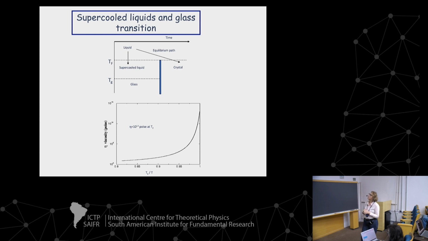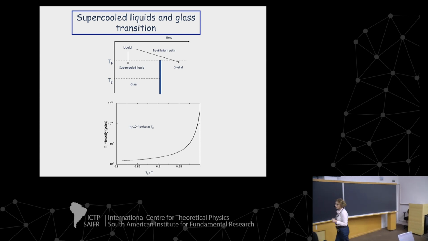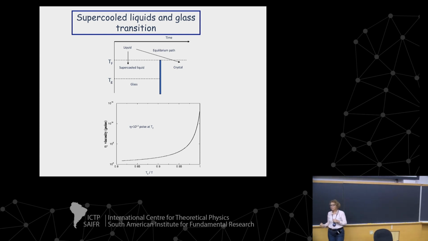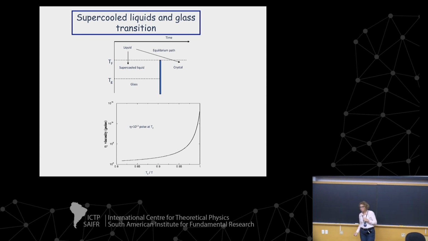But if I cool it very fast, for example, the liquid has no time to go to its stable state. So if you think about the potential energy, there will be only one very deep minimum, which is the crystal state, but there will be a lot of relative minima in which the fluid could get trapped.